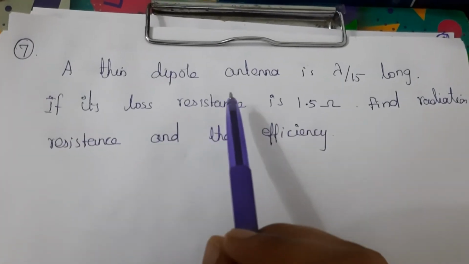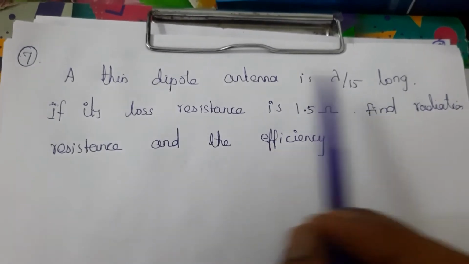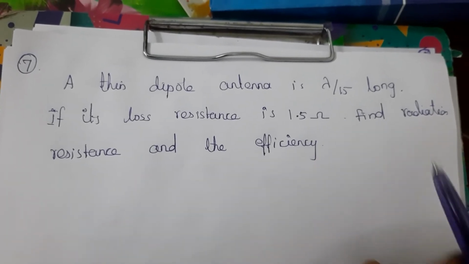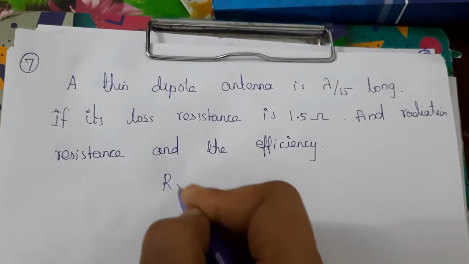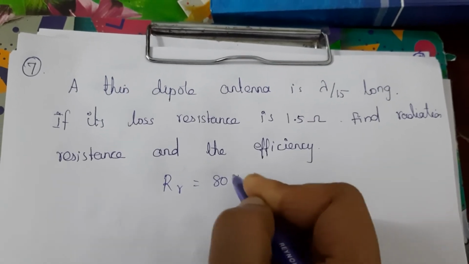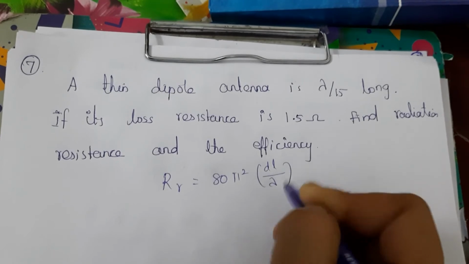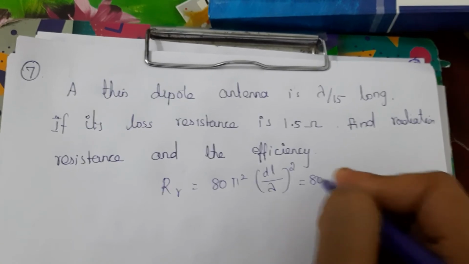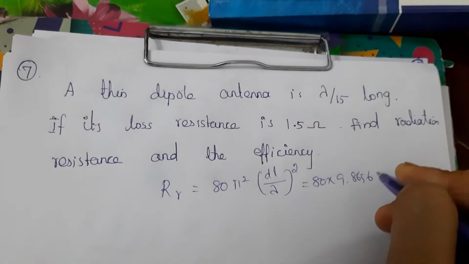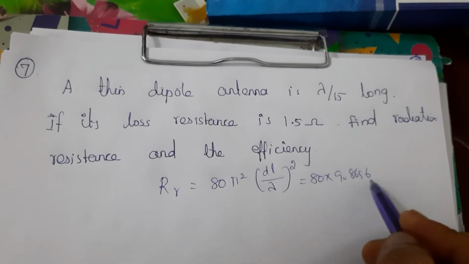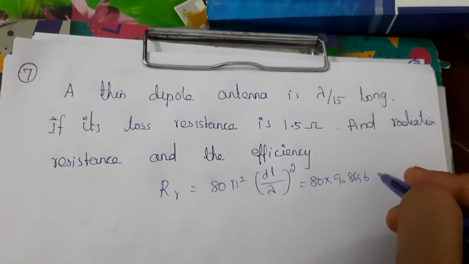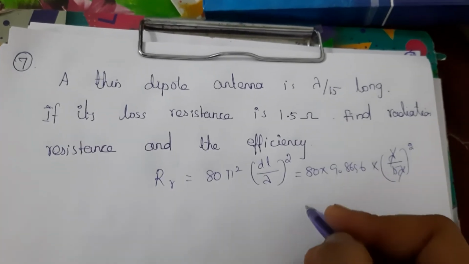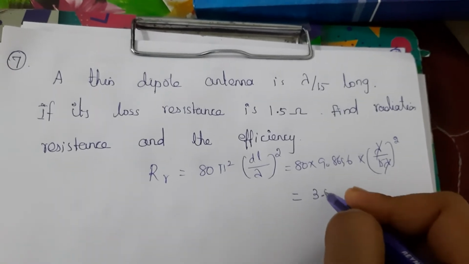Next question: a thin dipole antenna is lambda by 15 long. If its loss resistance is 1.5 ohm, find the radiation resistance and the efficiency. So first, radiation resistance. We know the formula: RR is equal to 80 pi squared times dl divided by lambda, the whole squared, and here dl is equal to lambda by 15. So 80 into 9.8696. Just remember this value for pi squared. And dl here is lambda by 15, the whole squared, lambda gets cancelled. So solving this, we will get 3.5 ohm.